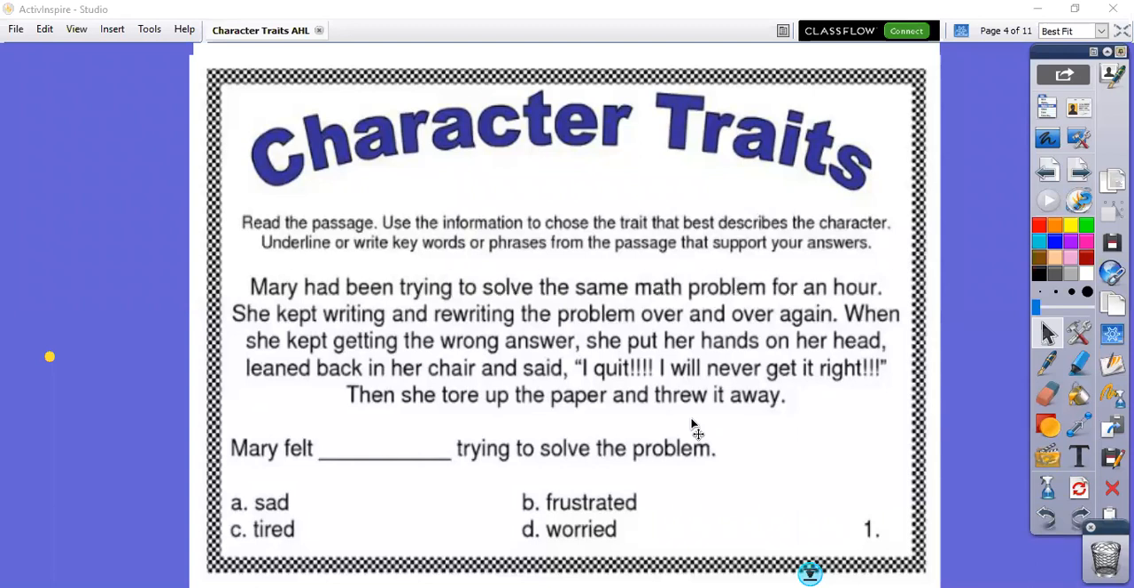Okay. Now, what do you think she was thinking? What was she thinking? Think about it. And what was she doing? She was writing, she was rewriting, she was doing it over and over, but she was still getting the wrong answer. What was she thinking? She was probably thinking that it was too tough and she couldn't get it. But yes, frustrated. Good job, class. Good job. I see all of your answers are correct.